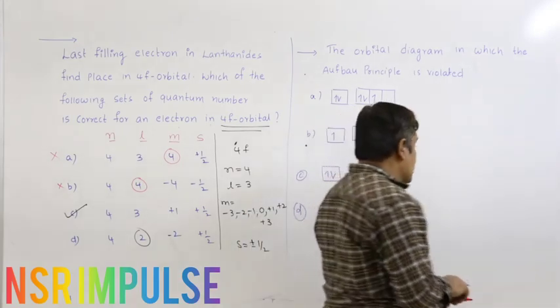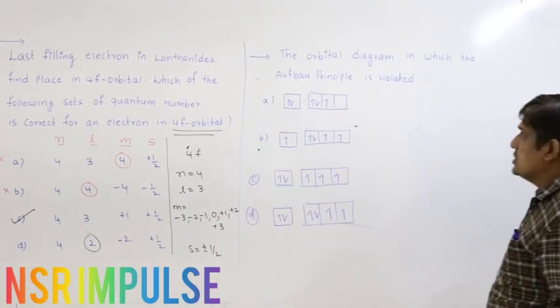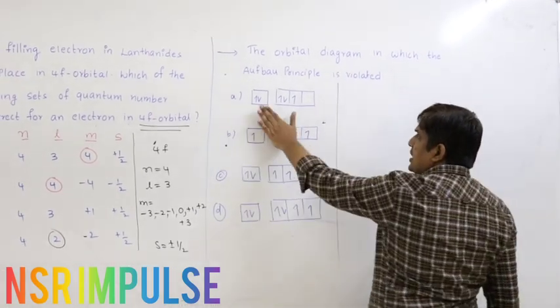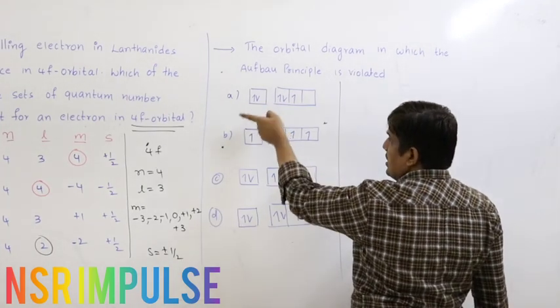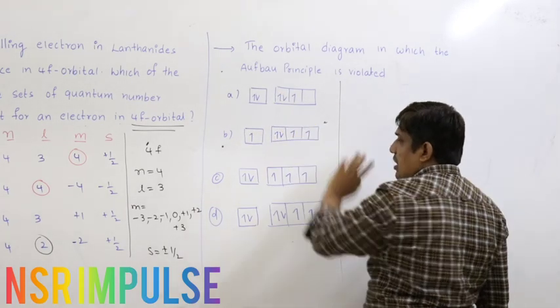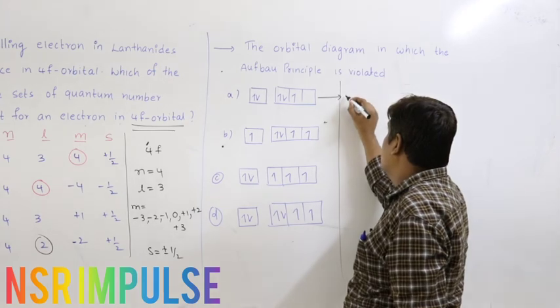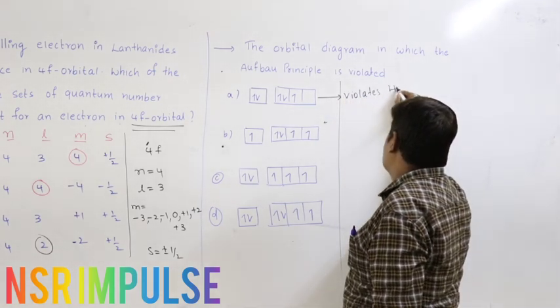Coming to the next question: the orbital diagram in which the Aufbau principle is violated. So if I see the first one, 2s, 2p, let us say 2s is completely filled, then you have to fill the electrons. Here pairing is taking place before half filling. So this is a violation, but it violates Hund's rule.